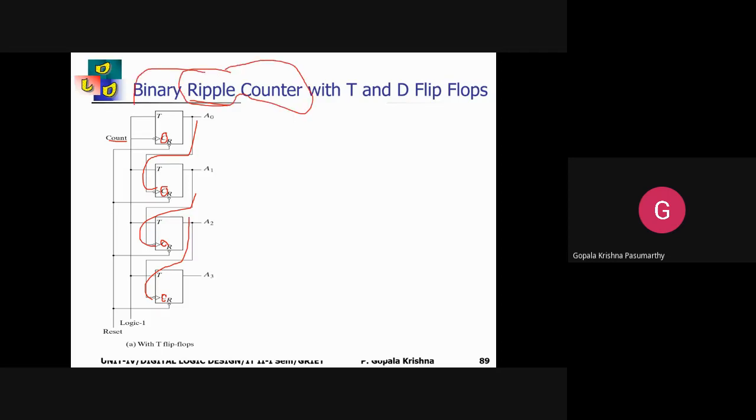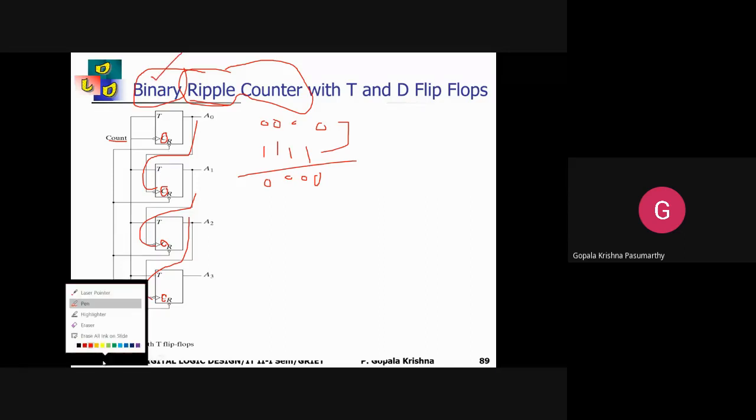Why is it called binary? Because it counts from 0, 0, 0, 0 to 1, 1, 1, 1, and after 4 ones it again goes back to 0, 0, 0, 0. Means it counts binary numbers. Hence we call it binary ripple. Clear?